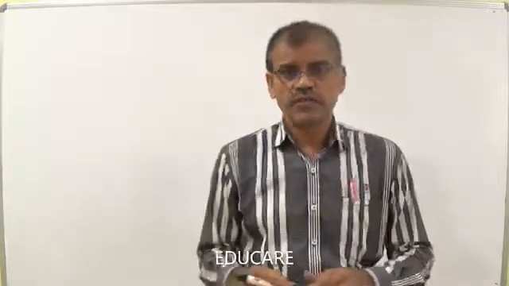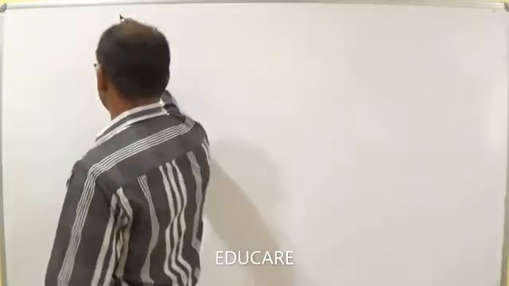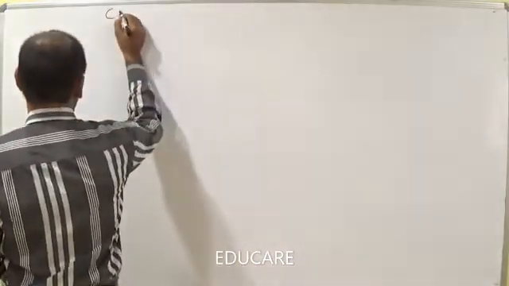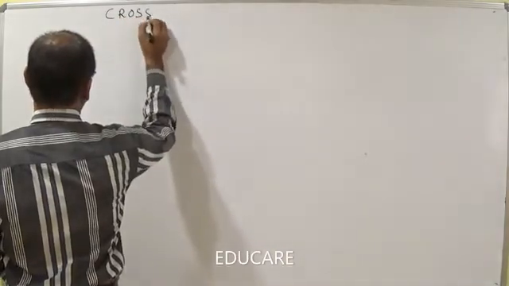Now we have completed the dot product of vectors. Now we should complete the cross product of vectors. Let us discuss the topic of cross product of vectors.